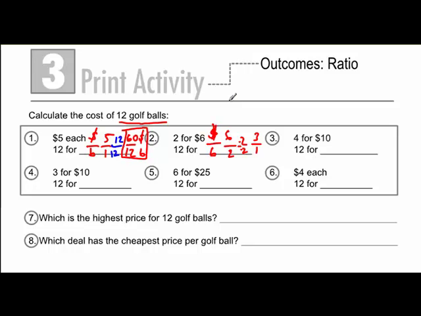I need to rewrite my labels down. Dollars to golf balls. If I have a unit rate of 3 to 1, I need to find out how many it is for 12. How do I turn 1 into 12? 1 times 12 is 12. 3 times 12 is 36. So this here is $36 for 12 golf balls, and you can go on and make that comparison until you find out which one is the cheapest golf balls.